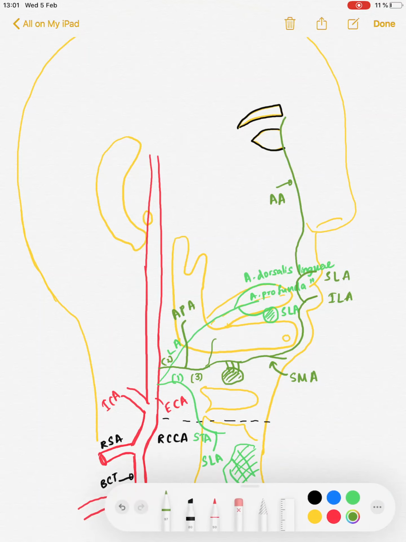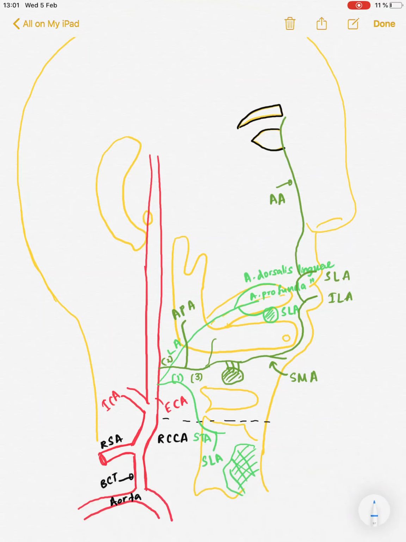And now we will look at the central group of branches. I will use blue color for that. Actually there is only one, and that will be arteria pharyngea ascendens. Now here we had arteria palatina ascendens coming from the facial artery, but this is arteria pharyngea ascendens, ascending pharyngeal artery.